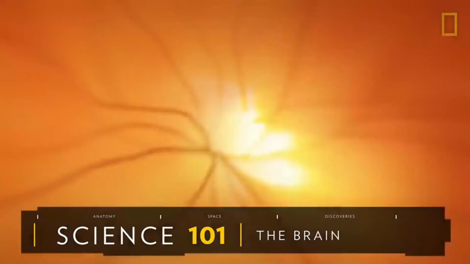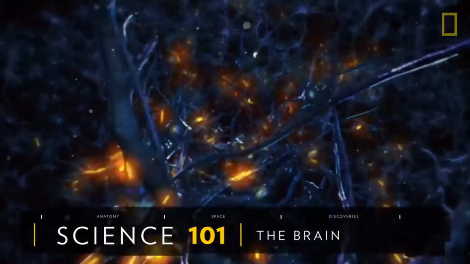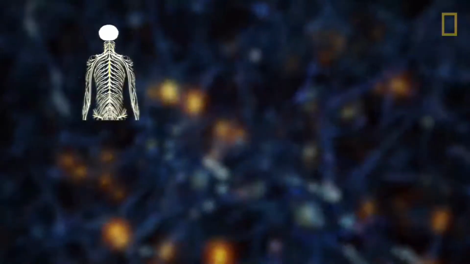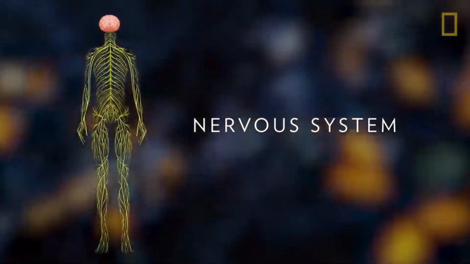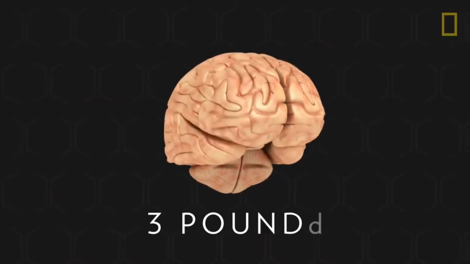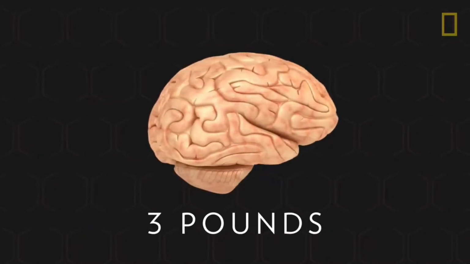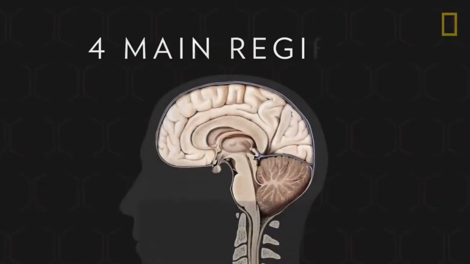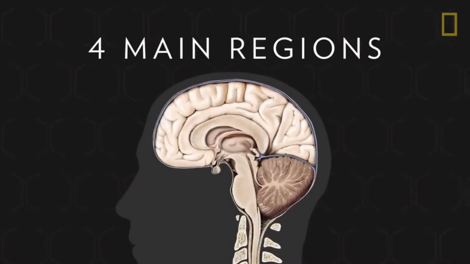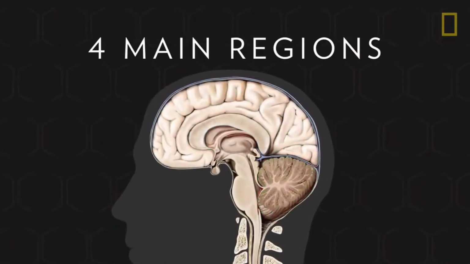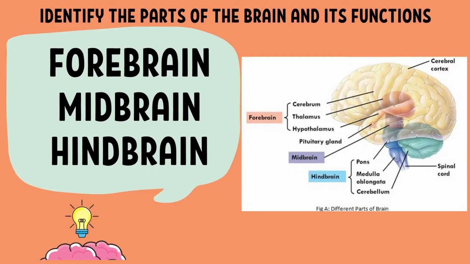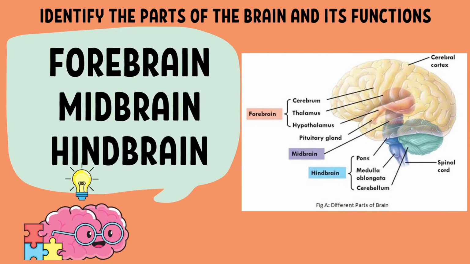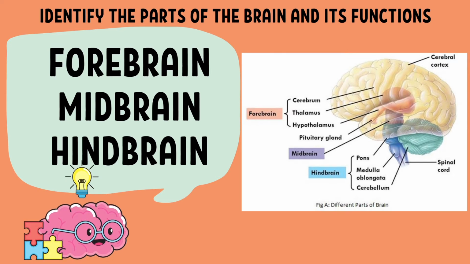The brain is the most complex organ in the human body. As part of the nervous system, the brain coordinates all of the body's functions. In adult humans, the brain is a 3-pound gelatinous mass of fat and protein. It's comprised of 4 main regions: the cerebrum, the cerebellum, the brainstem, and the diencephalon, and each one controls specific tasks. The brain has the major parts of forebrain, midbrain, and hindbrain.